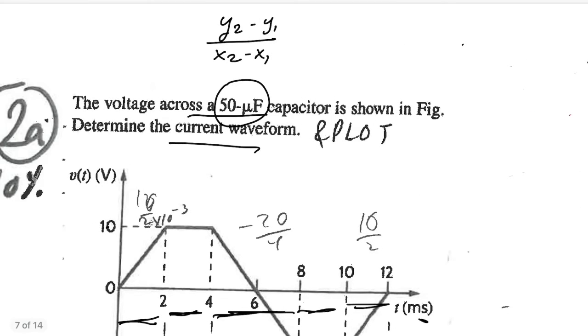Another thing to remember before we start is that we have a 50 UF here, and the conversion is going to be 1 UF is equal to 1 to the negative 6. So when we have 50 UFs, we can actually write that as 50 times 10 to the negative 5.